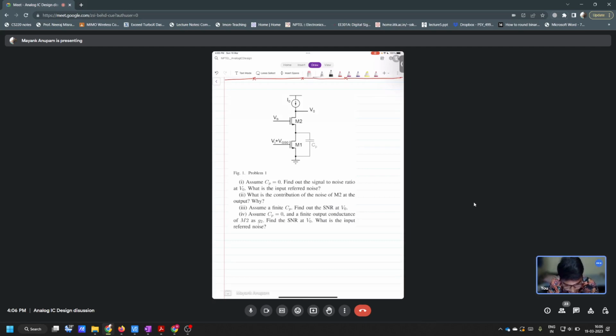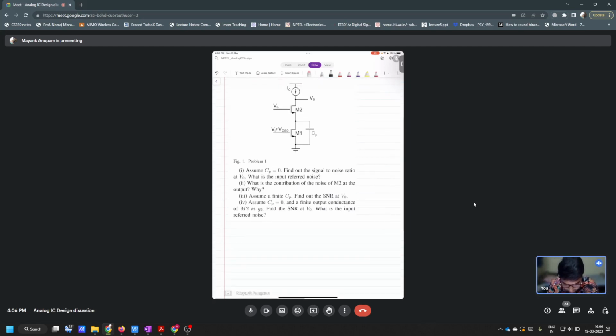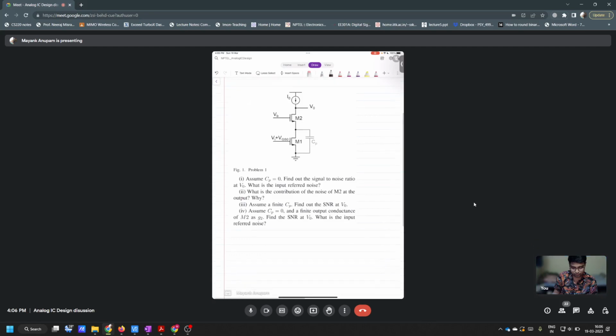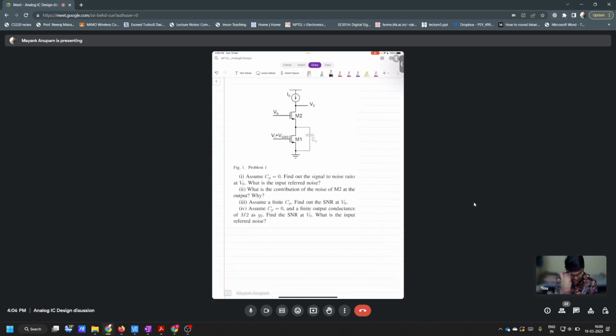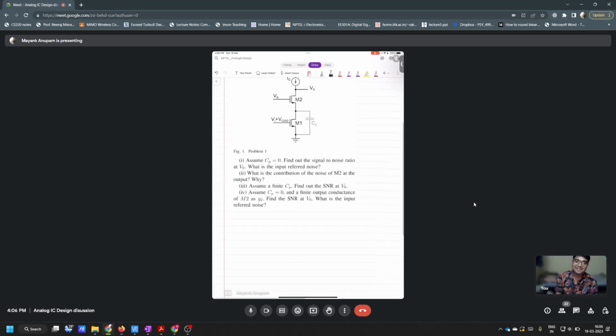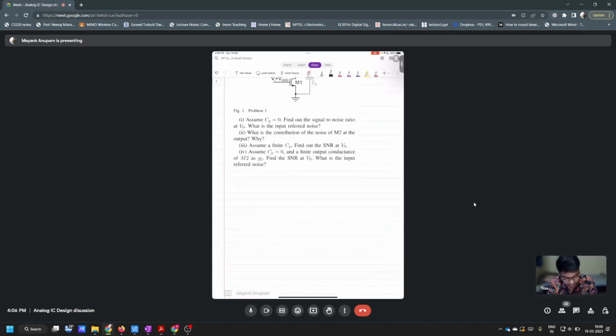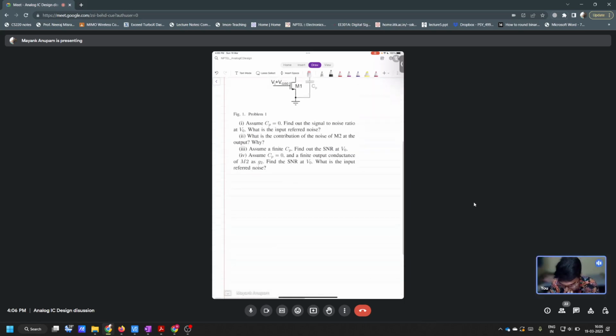So this question is basically we have to find the signal to noise ratio. Do you understand what is signal to noise ratio? Output signal voltage by output noise voltage. Not correct, it's not that. You are thinking along the correct lines, but there is some problem with the notation. Power. Yes, correct. It's actually power: output signal power divided by output noise power. That is SNR.